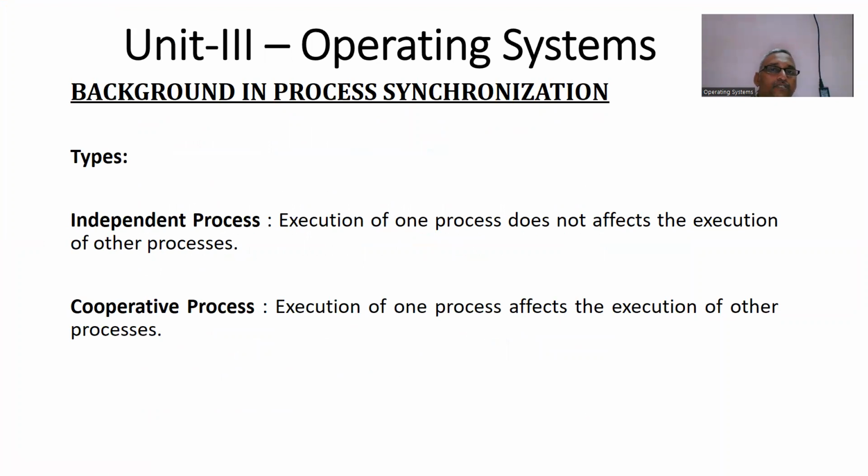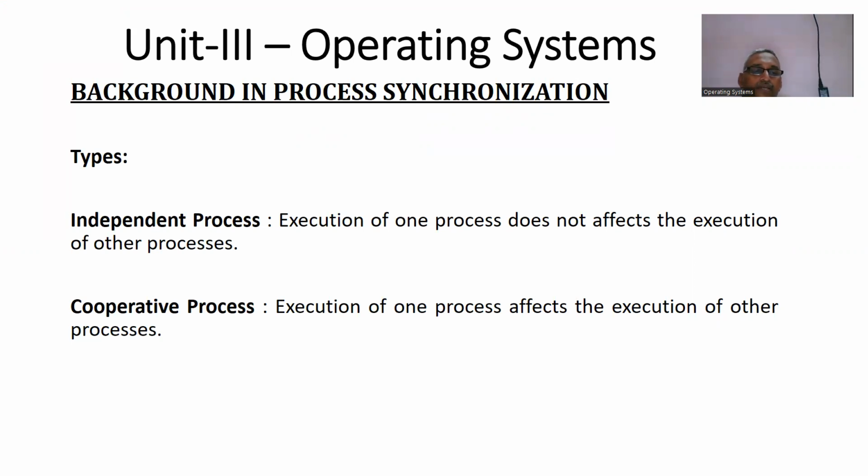Background in process synchronization. On the basis of synchronization, processes are categorized as one of the following two types: independent process and cooperative process. First one, independent process. Execution of one process does not affect the execution of other process. Next one, cooperative process. Execution of one process affects the execution of other process.